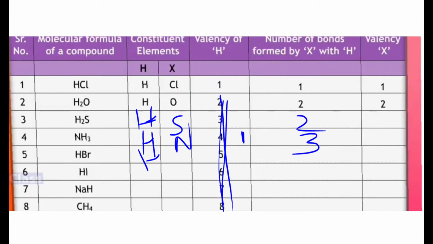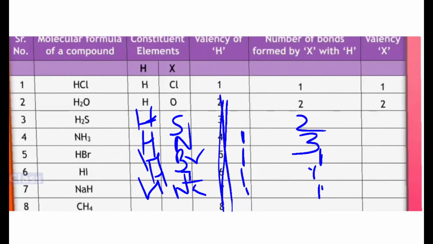Similarly, now we'll go to H, then Br. Hydrogen valency is 1. Br has only one bond, so the valency will be 1. When it is HI with hydrogen 1, the valency is also 1. HBr, HCl, HI will all have 1 and 1. Now NaH. In NaH, with H, Na also has 1. Sodium also has the valency 1.